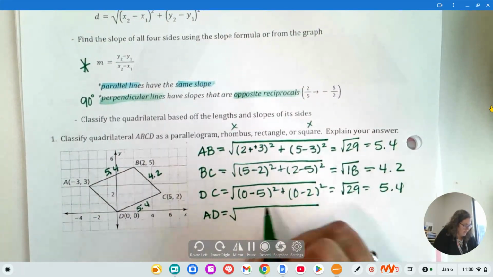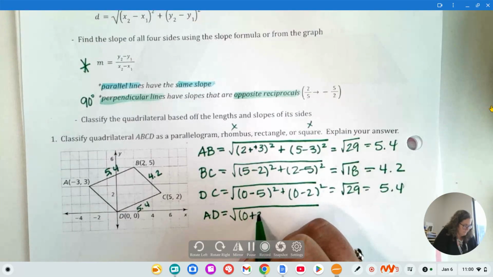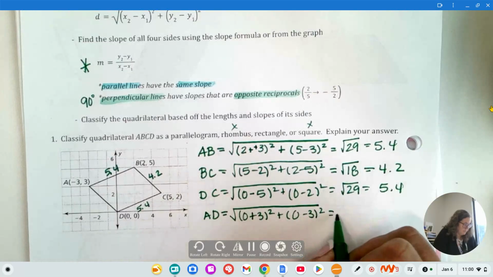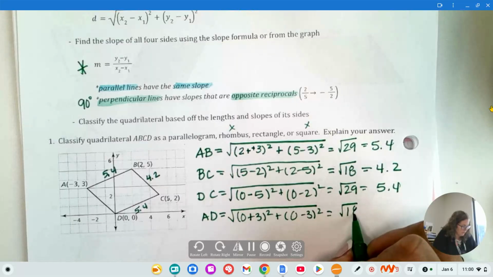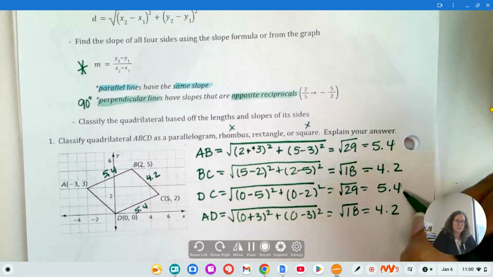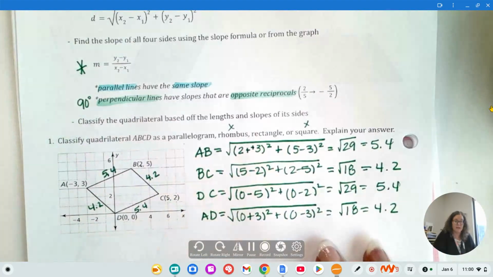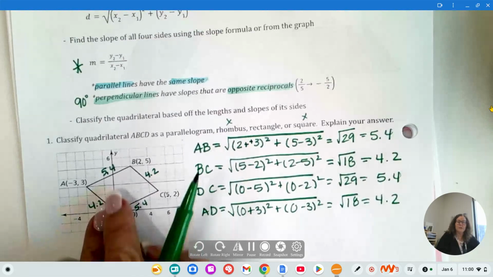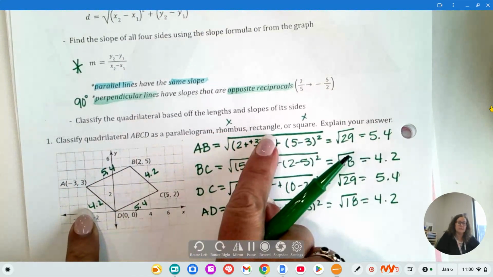Remember, some of this stuff we can tell by looking at it. But we are doing a coordinate proof, which allows us to mathematically prove what we're doing, okay? So we have to show that these two sides are equal and those two sides are equal mathematically. So we have to show all of our work there, okay? Okay, so now we have that the opposite sides are congruent lengths, okay? So that means it's going to be a parallelogram or a rectangle.